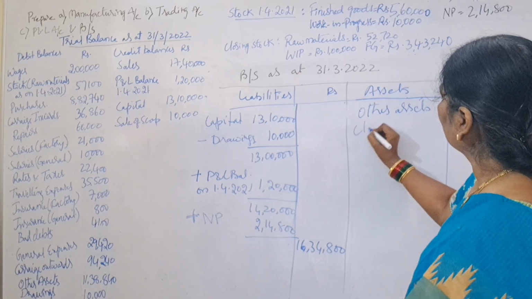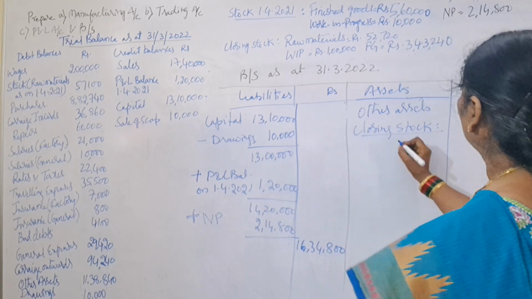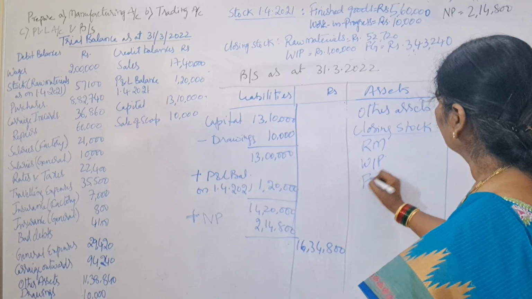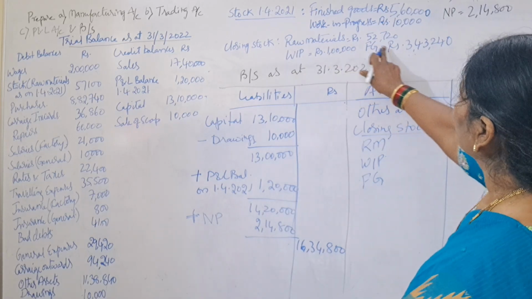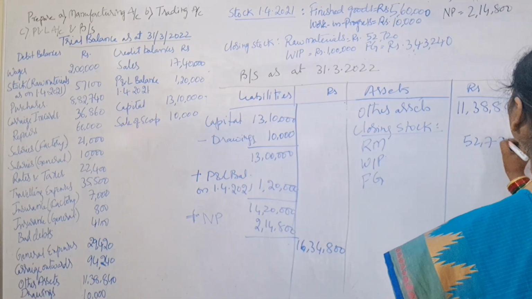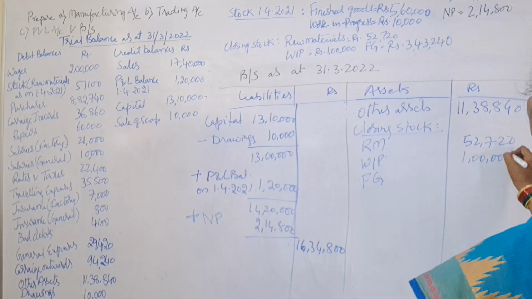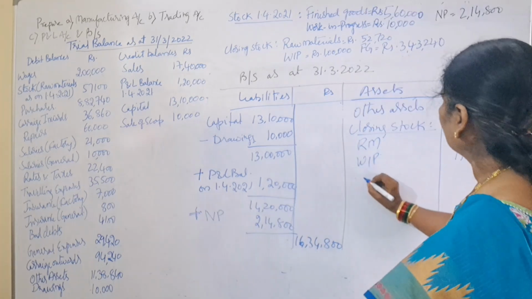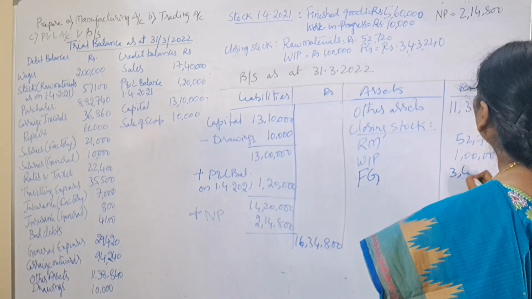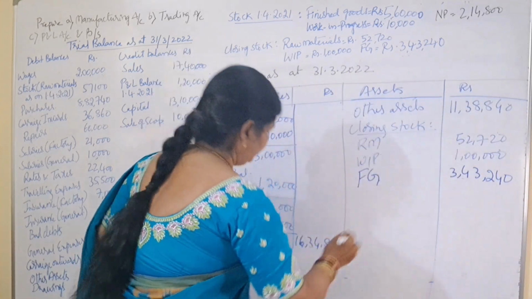And we have to take closing stock of raw materials, work in progress and finished goods. We have to take all these three closing stock amounts. So what's the raw material amount? 52,720. And work in progress 1 lakh. And finished goods. So next, finished goods. What is our closing stock of finished goods amount? 3,43,240.